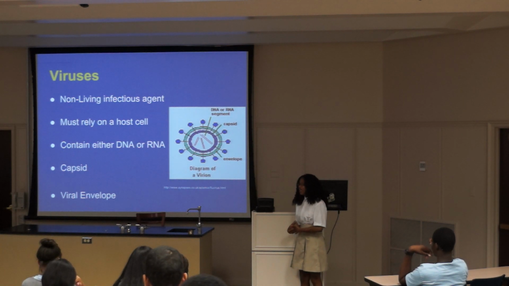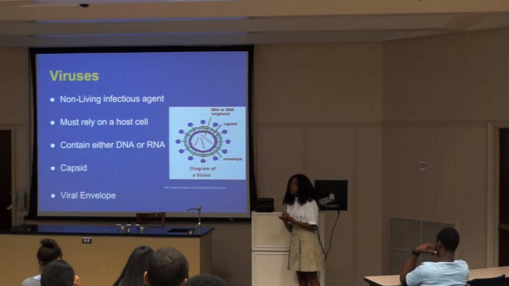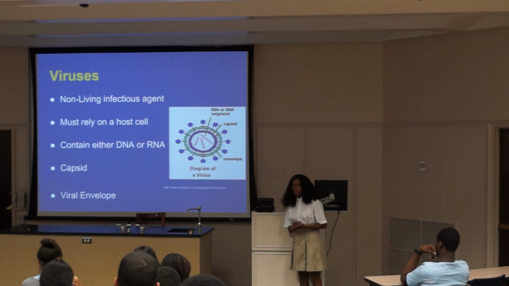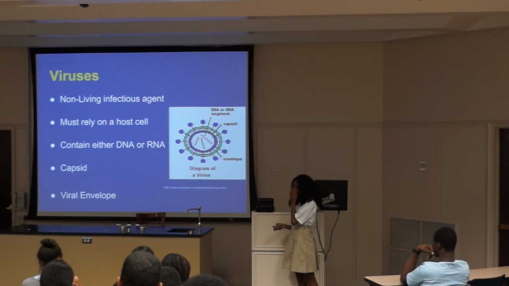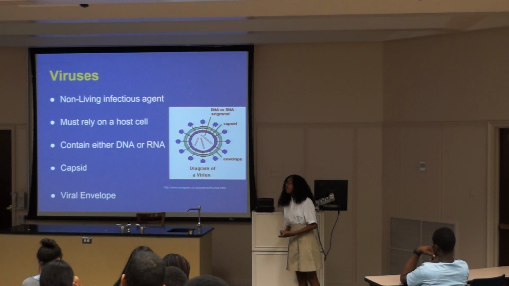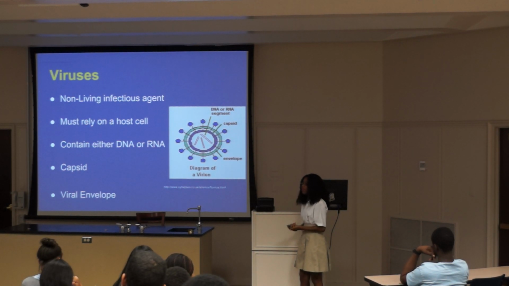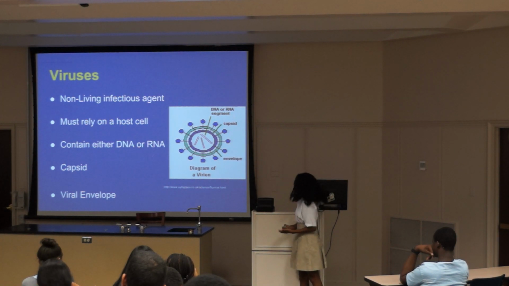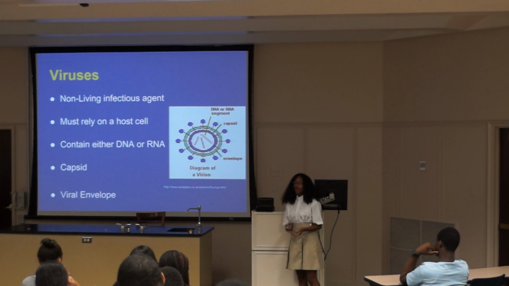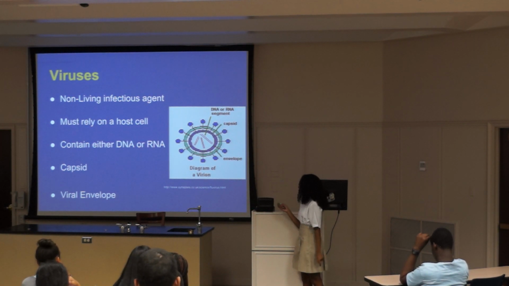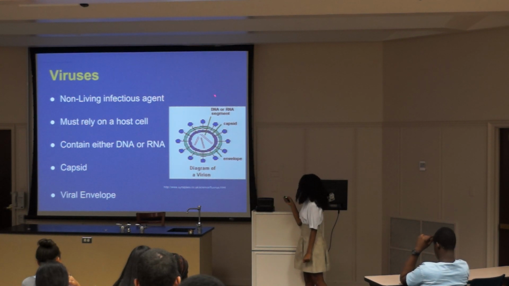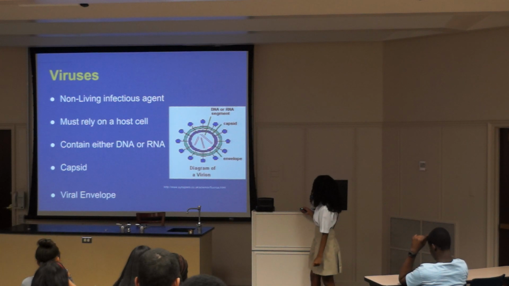So first, to understand neurovirus, you have to know the basics of a virus. So a virus is a non-living infection agent that must rely on a host cell for many structural units, such as ribosomes that help translate DNA or RNA into proteins. So a virus contains either DNA or RNA, and it has a capsid that protects these DNA or RNAs, which is this purple circle right here.